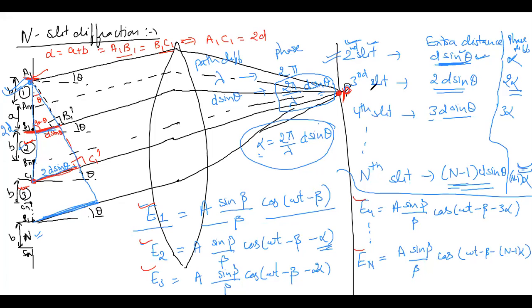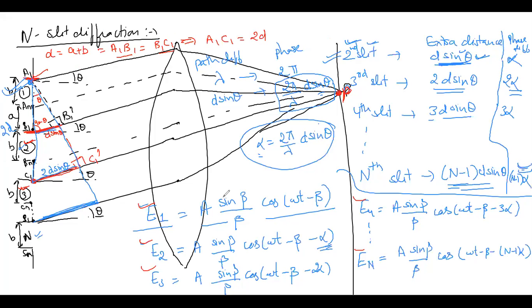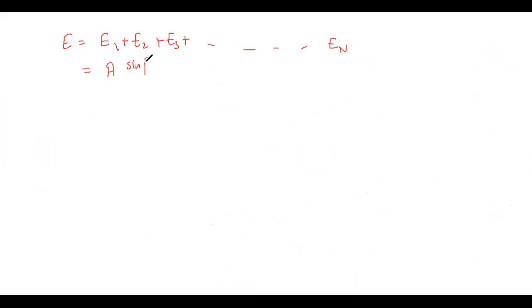Okay. So at point P, the resultant disturbance would be the sum of all the disturbances. You will have E1 plus E2 plus E3, and these are the disturbances of electric field and magnetic field. Remember, we are talking about electromagnetic waves. Visible light is a form of electromagnetic waves. If you look at the expression for each one of them, they have a sine beta over beta common. You can take that out. So I can write it as a sine beta over beta.